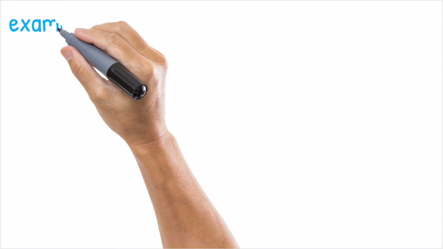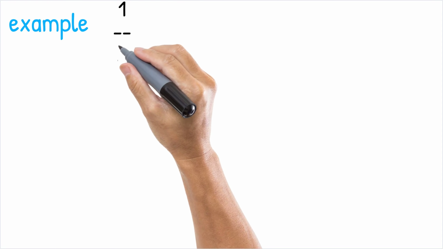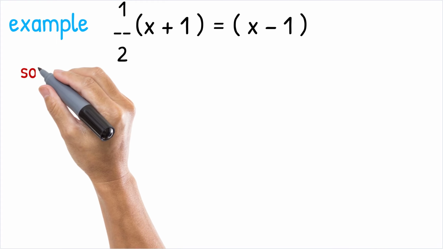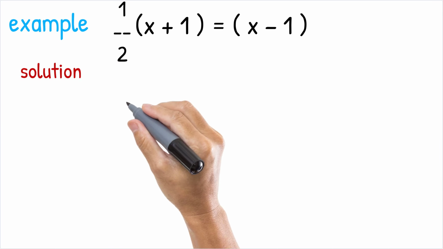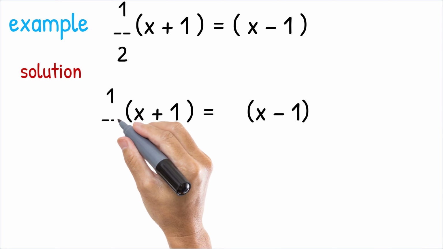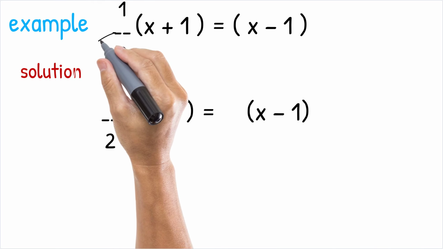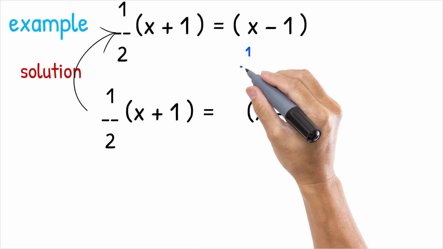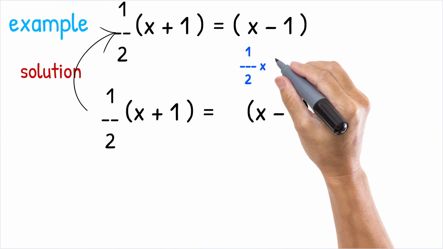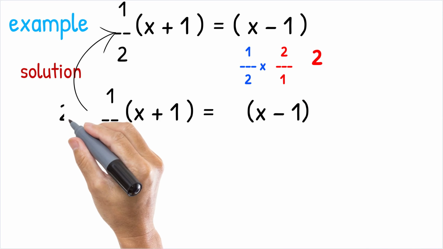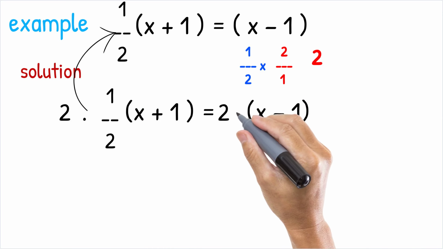One more example: 1/2 times (x plus 1) equals x minus 1. Solution: to eliminate the fractional part from the equation, we can multiply by the reciprocal of the given fraction. Here, the reciprocal of 1 by 2 is 2 by 1, which is 2. Now, multiply by 2 on both sides of the equation. Simplify 2 in the numerator with 2 in the denominator.